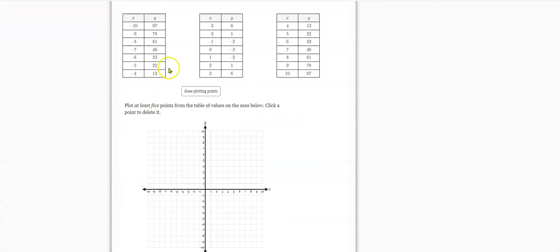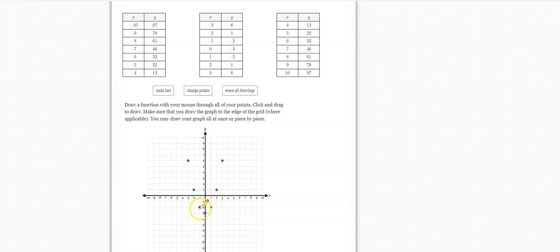Alright, let's take a look at this one. Negative 3, 6. Negative 2, 1. Negative 1, negative 2. 0, negative 3. And then again, here's the symmetry. And I'm done. Nice soft curve at the bottom. And you've got to go all the way up till you see the arrow.